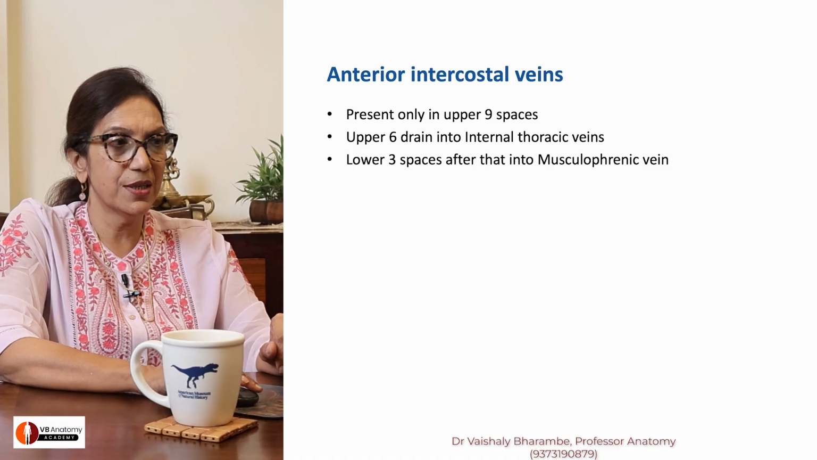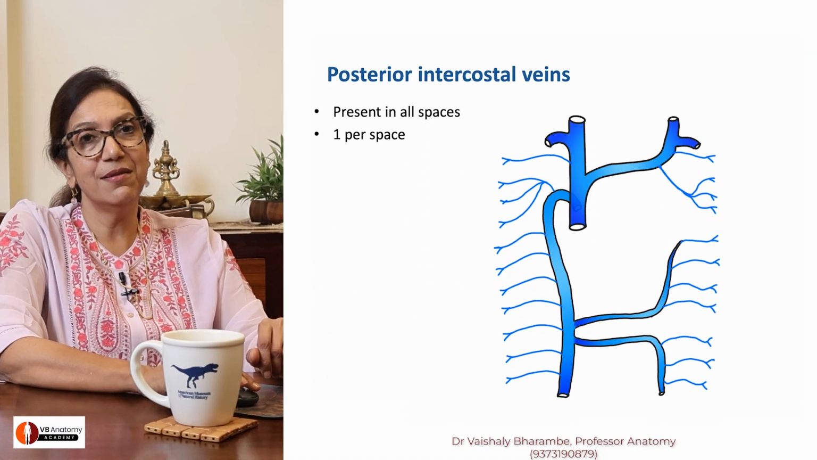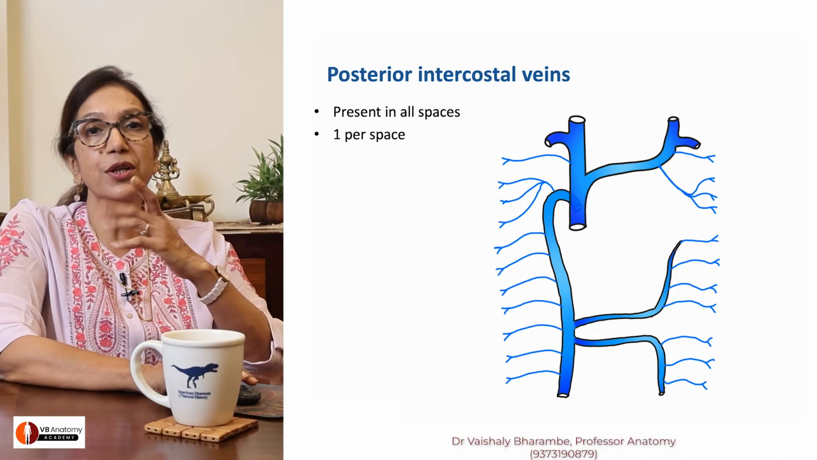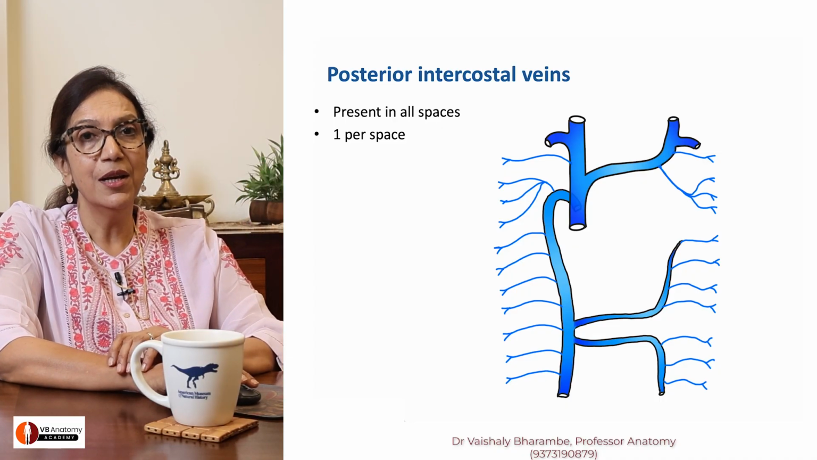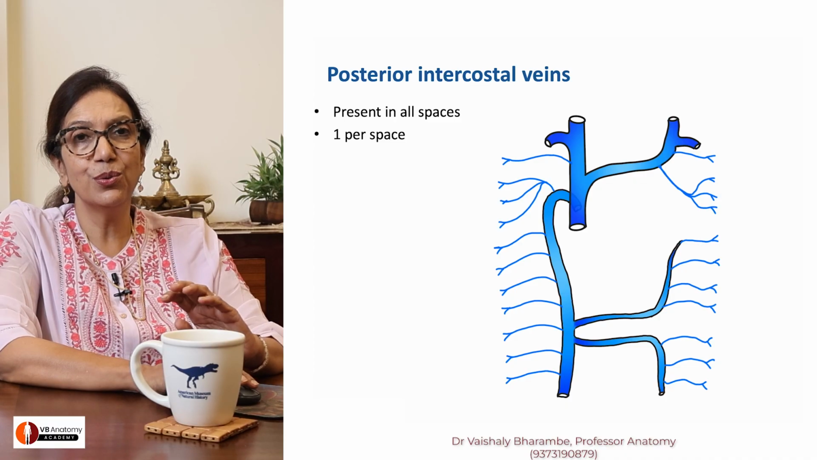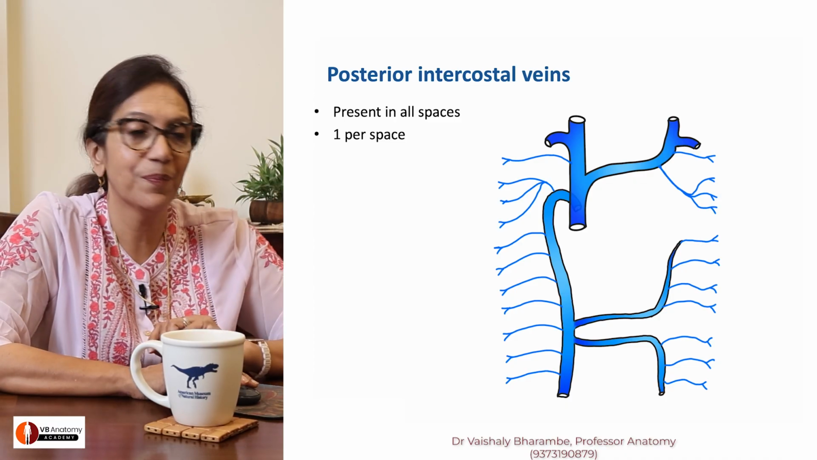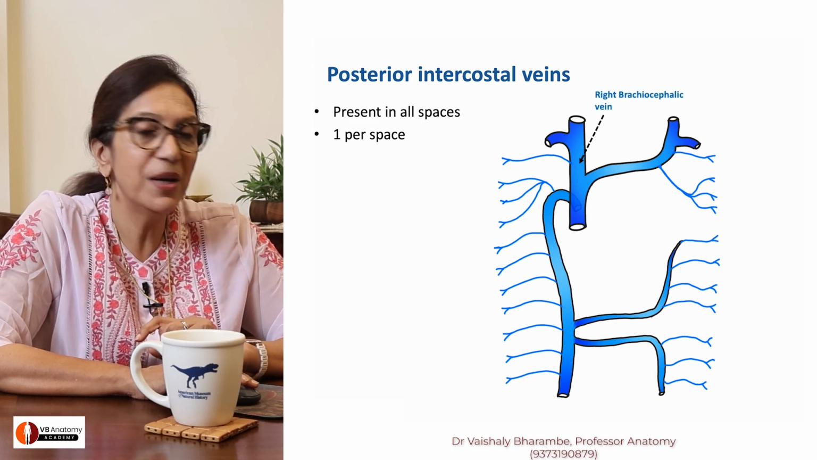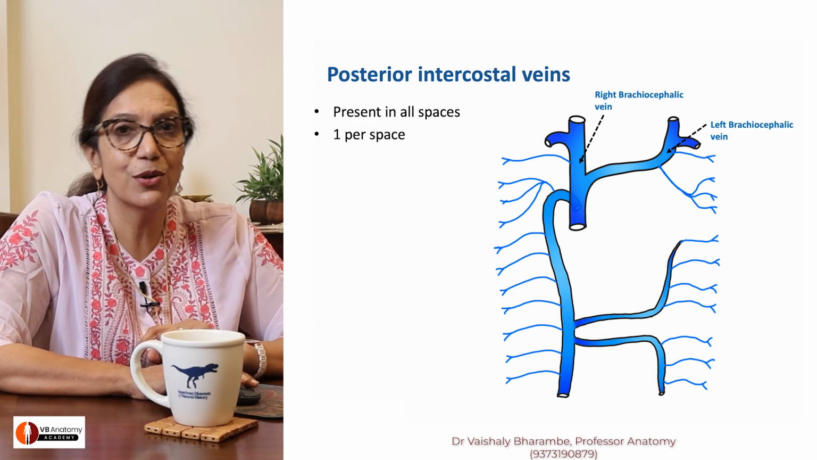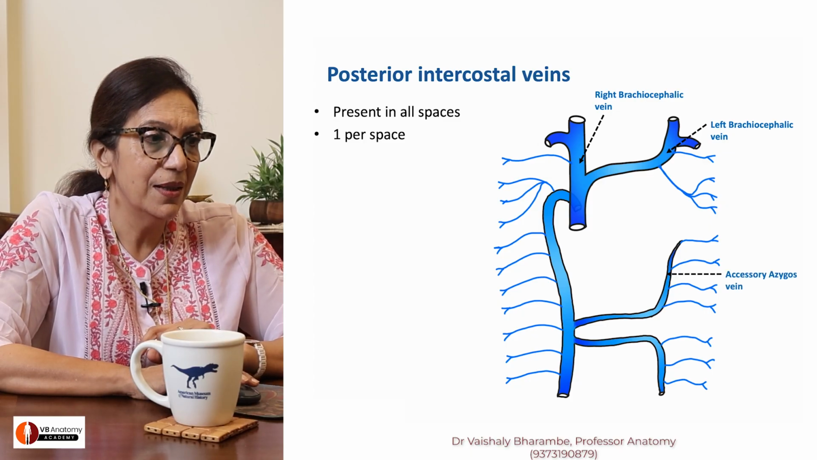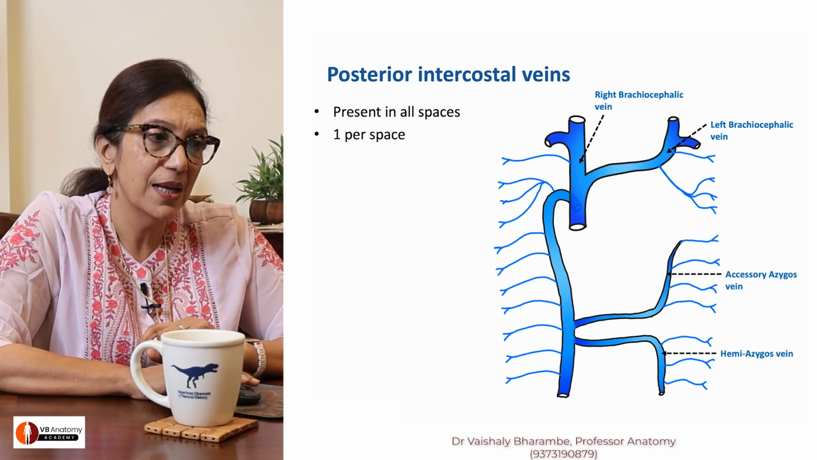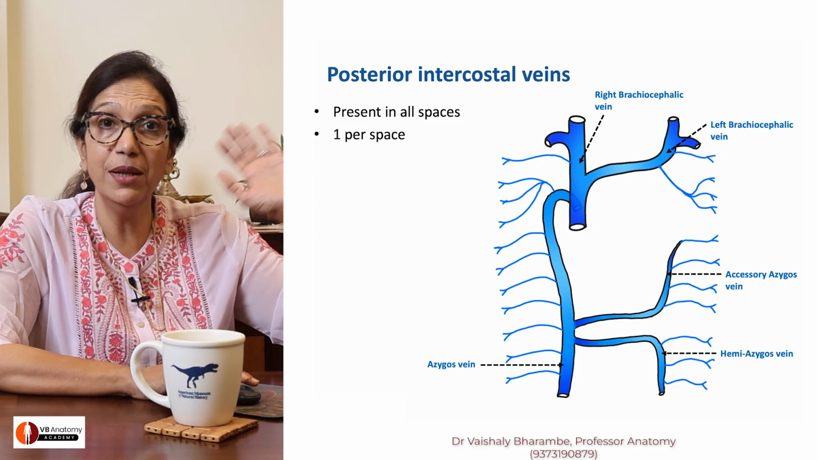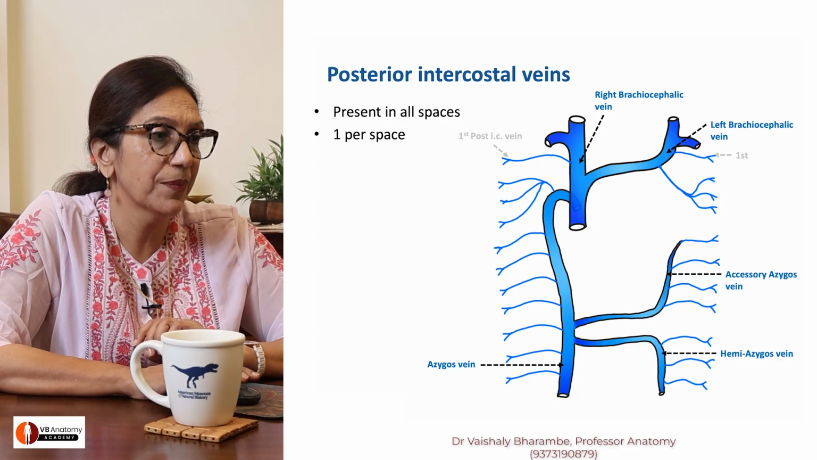Don't stress about it. But the posterior intercostal veins are very important. Not that anterior, but posterior you need to understand separately. For that, I would like to introduce to you a lot of veins in the body. Come, take a look, focus, come on. This is the right brachiocephalic vein, the left brachiocephalic vein. The accessory azygos vein, hemiazygos vein, azygos vein. Okay, this is all the venous network of our body.